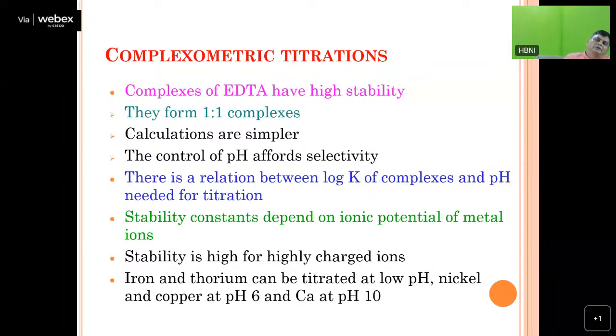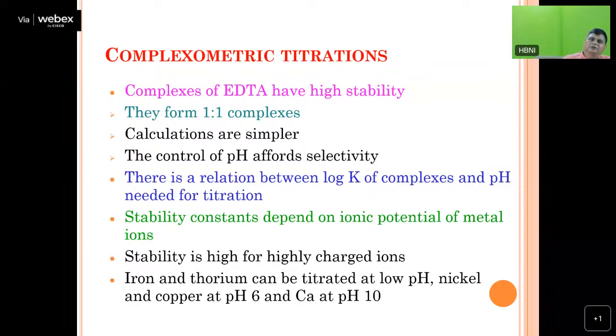But more important in these last few PowerPoint slides is that you see how the drawbacks we get in gravimetric analysis have been overcome by using volumetric titrations. And in volumetric titrations, we learned acid-base titration, then redox titrations, and then complexometric titrations.